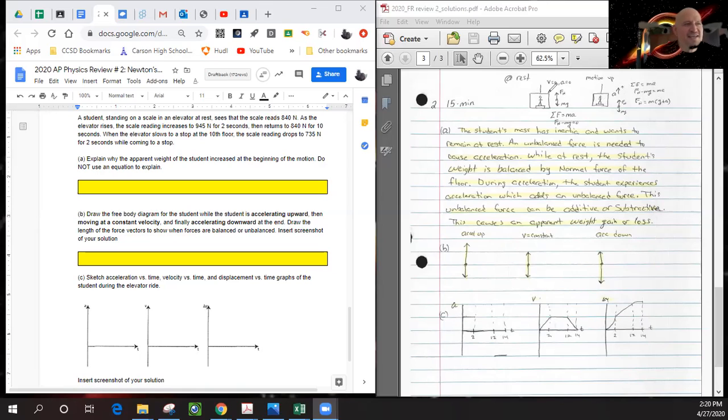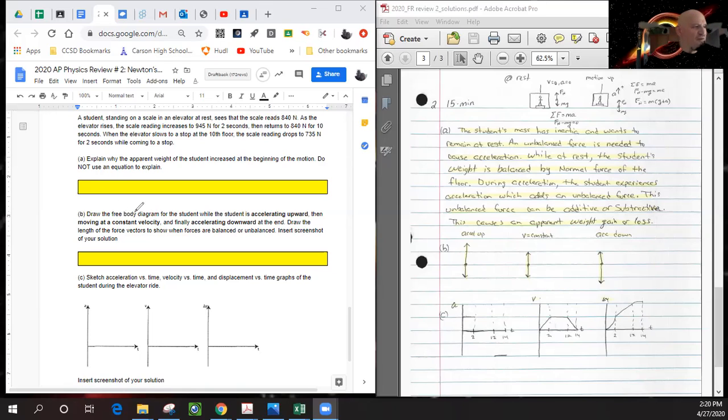So taking these ideas, let's see how we might answer question A. The student's mass has inertia and wants to remain at rest. An unbalanced force is needed to cause acceleration. While at rest, the student's weight is balanced by the normal force of the floor. During acceleration, the student experiences an unbalanced force. This unbalanced force can be additive or subtractive. This causes the apparent weight gain or loss. Okay, that's pretty good for question A.